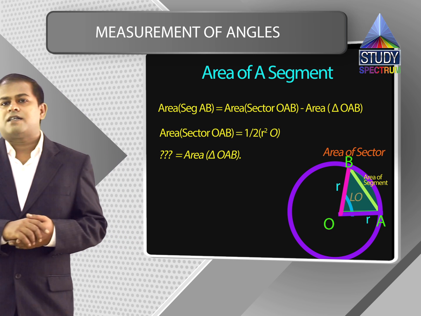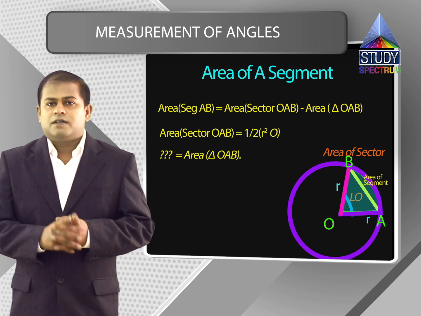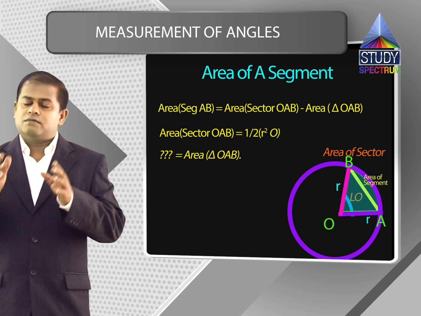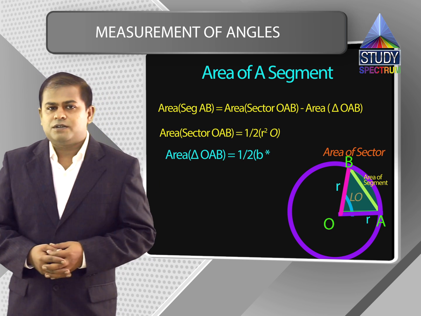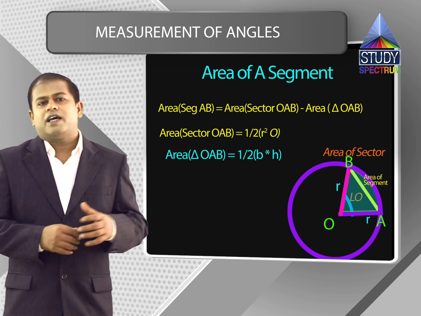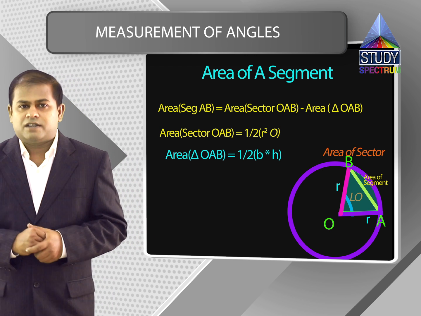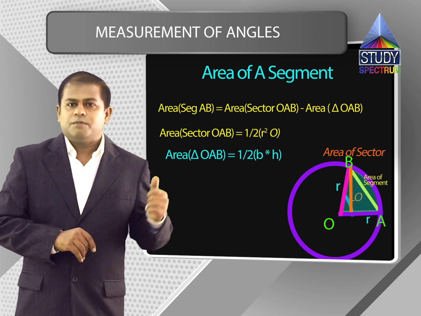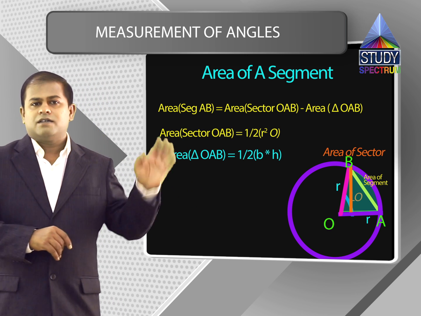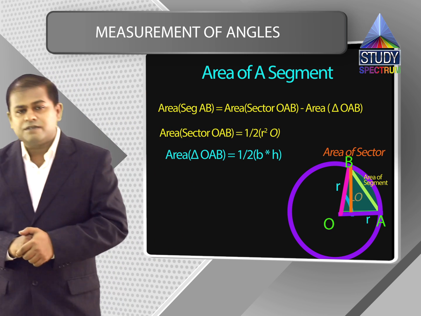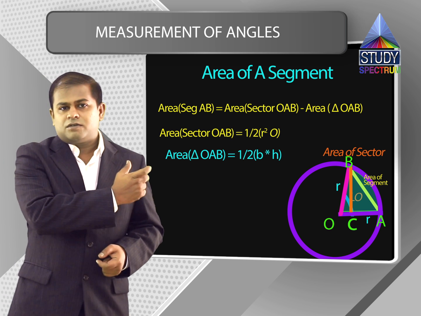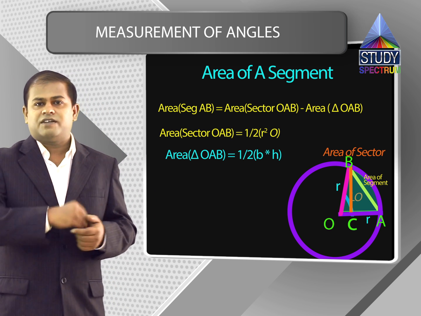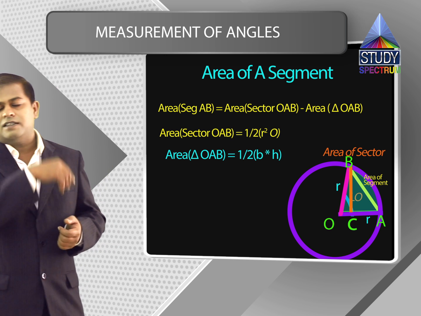So now consider triangle OAB. Let's measure the area of triangle OAB. We know the area of a triangle is half base into height. If I consider OA as the base, then what is the height of the triangle? Draw a perpendicular from B on OA to meet OA at some point C. If OA is the base of the triangle, then BC is the height of the triangle.